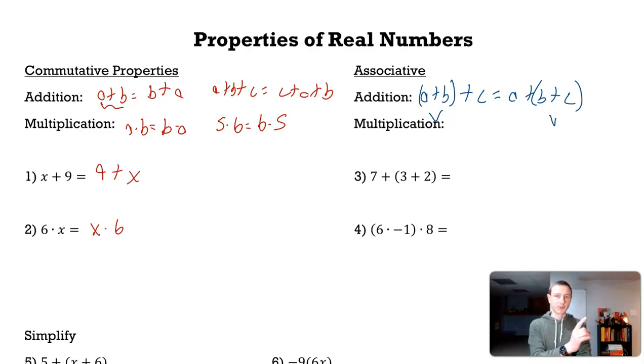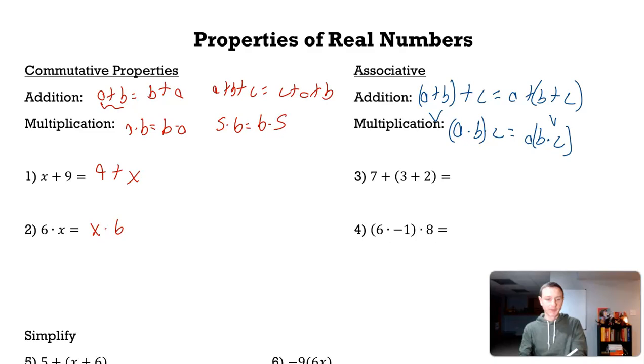Just like how we talked about the commutative property, we can rearrange the numbers. For associative property, we can regroup if all of the terms are being added together. Same thing with multiplication. If you have a times b times c, where we're doing a times b first, we can also do a times b times c, where we do b times c first.